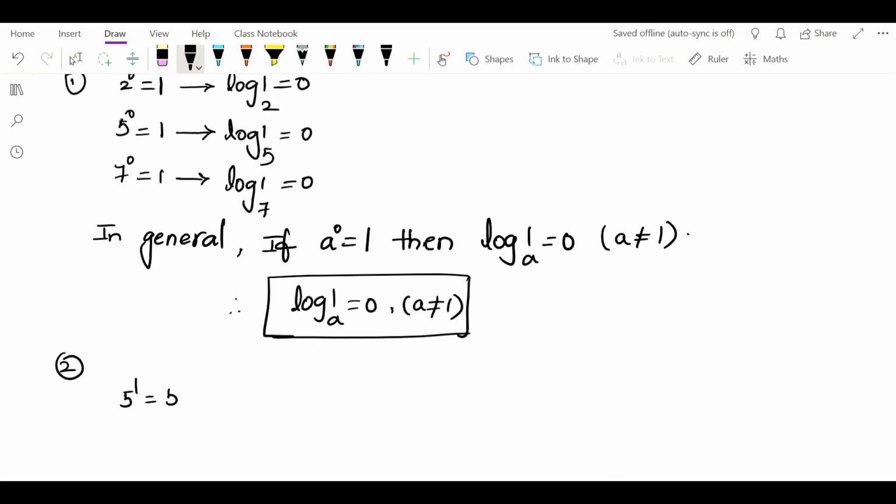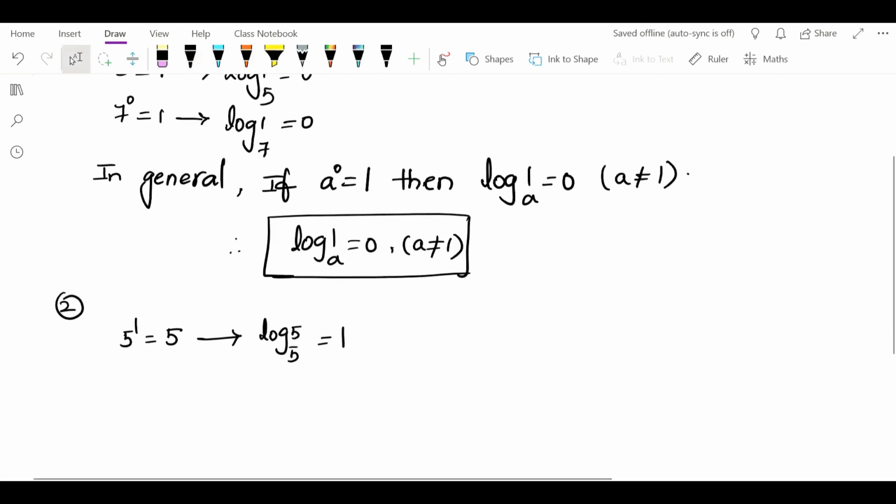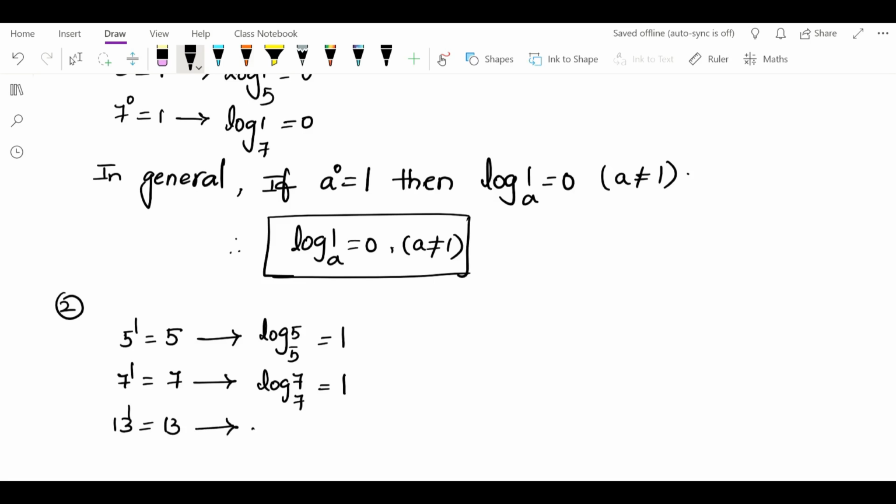5 to the power of 1 is equal to 5. This is in exponential form. This can be converted into logarithmic form: log 5 base 5 is equal to 1. Again, 7 to the power of 1 is equal to 7, which gives log 7 base 7 is equal to 1. 13 to the power of 1 is equal to 13. This is in exponential form. This can also be converted into logarithmic form: log 13 base 13 is equal to 1.